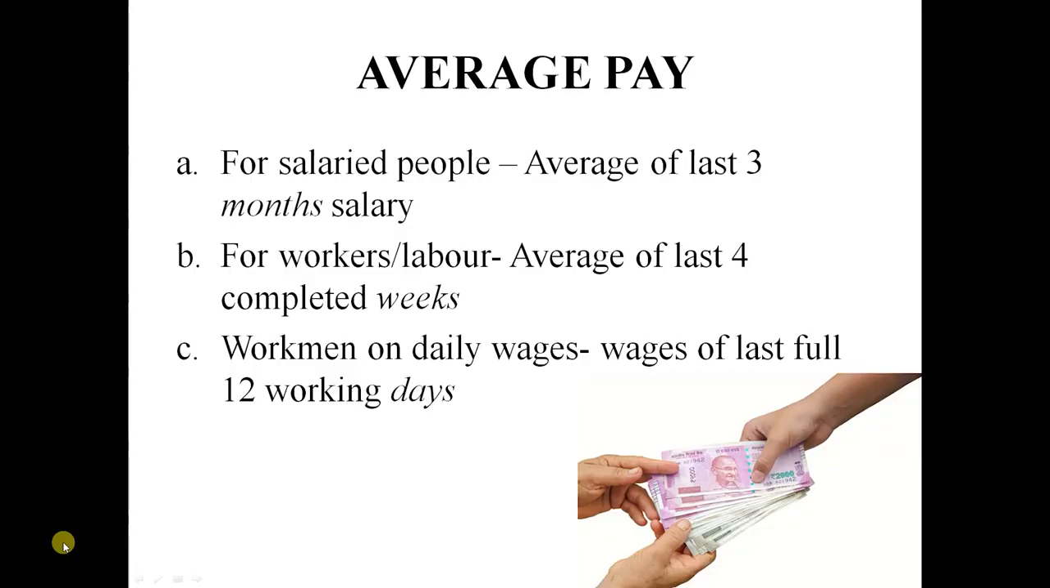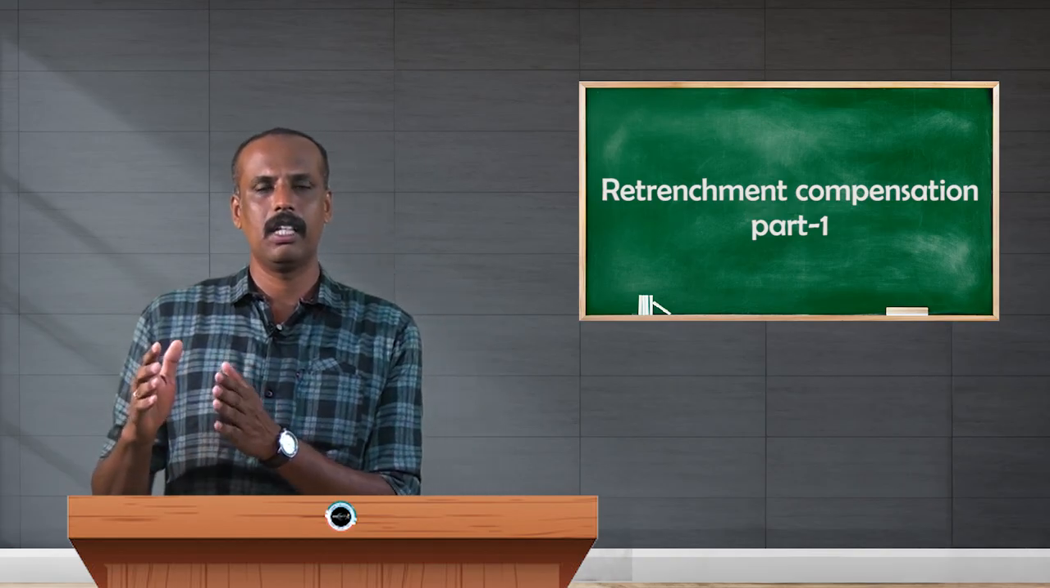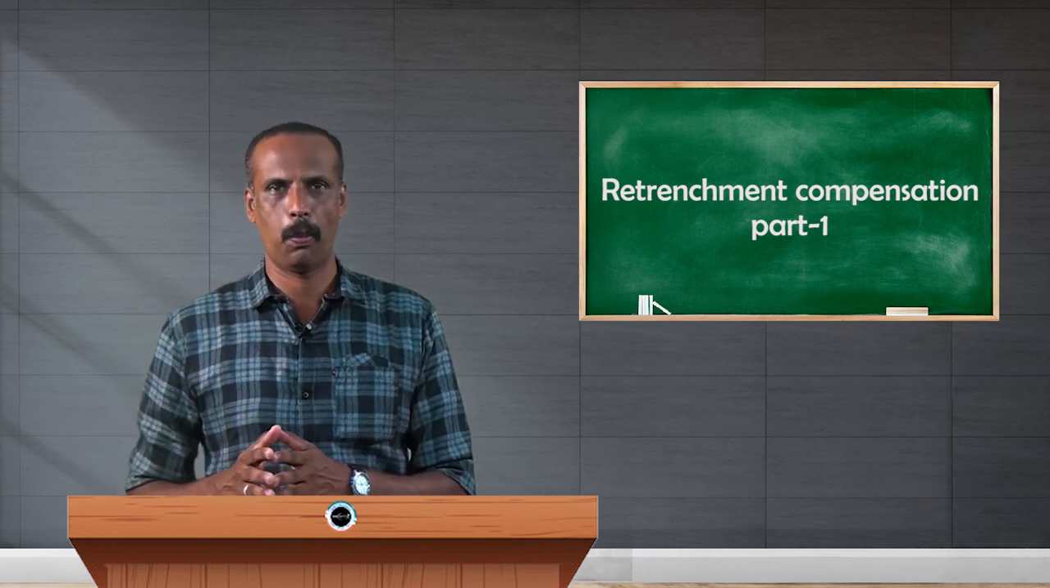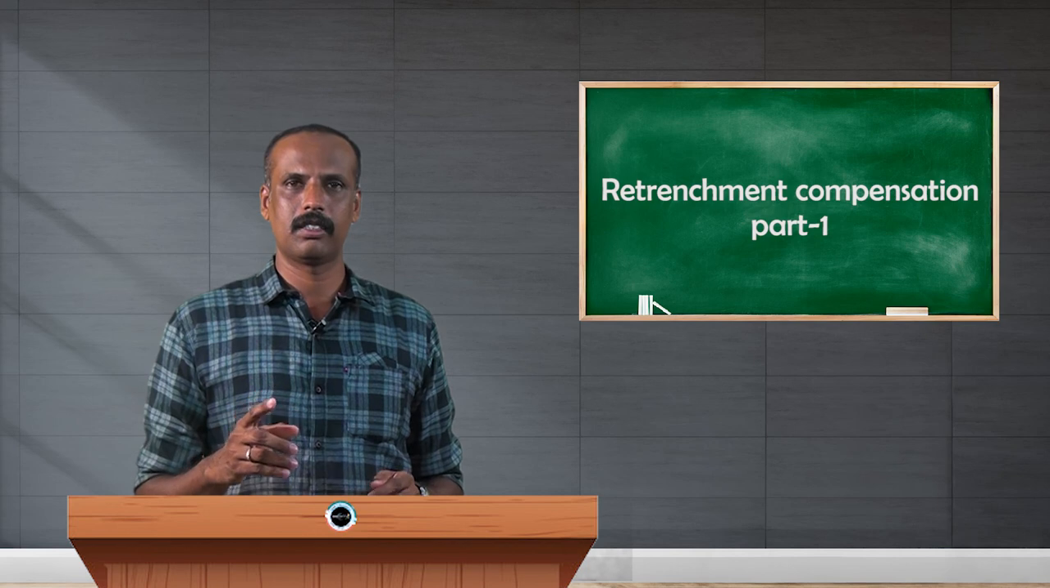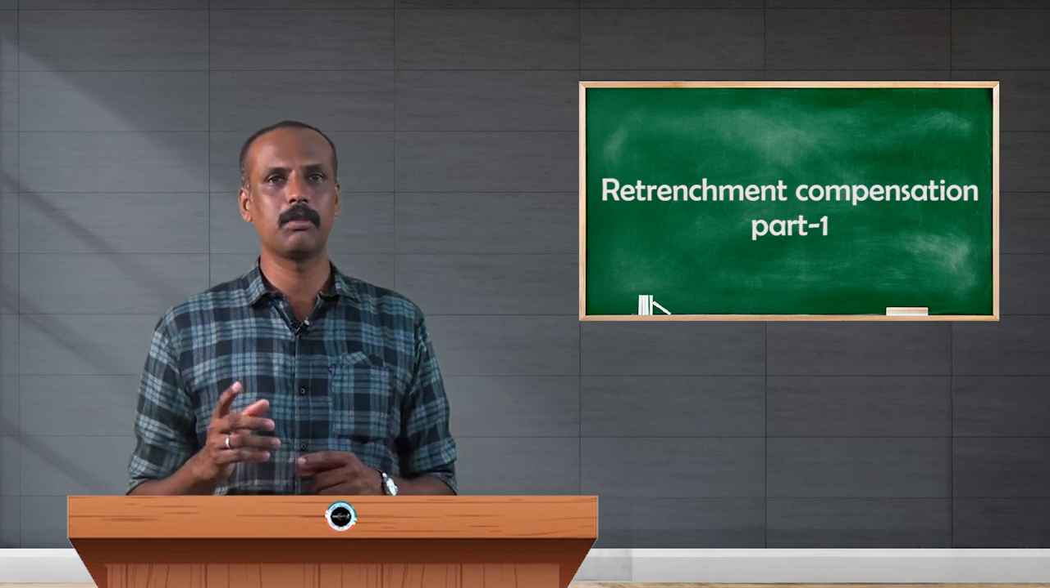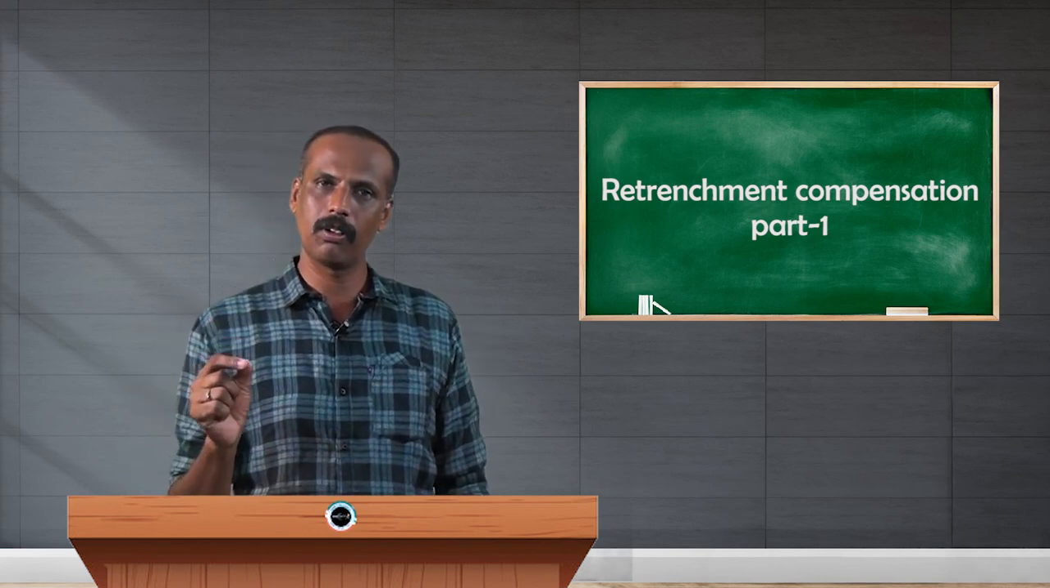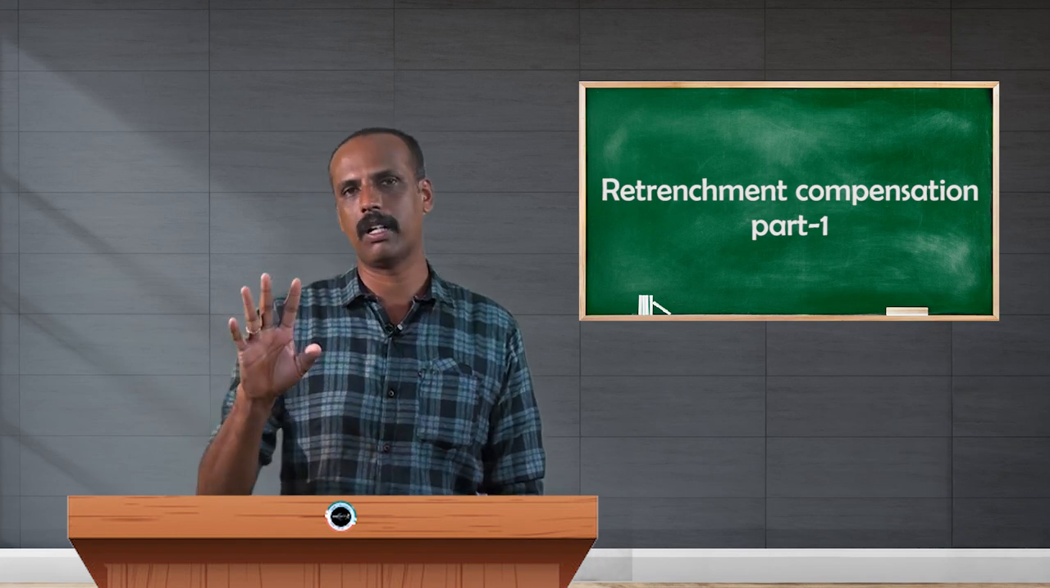The first one is for salaried people, in the sense of those receiving monthly salary. So, the average of the last 3 months' salary. For example, if he is retrenched in the month of August, we have to take June, July and August, the 3 months' average salary. That should be divided by 26 and multiplied by 15.